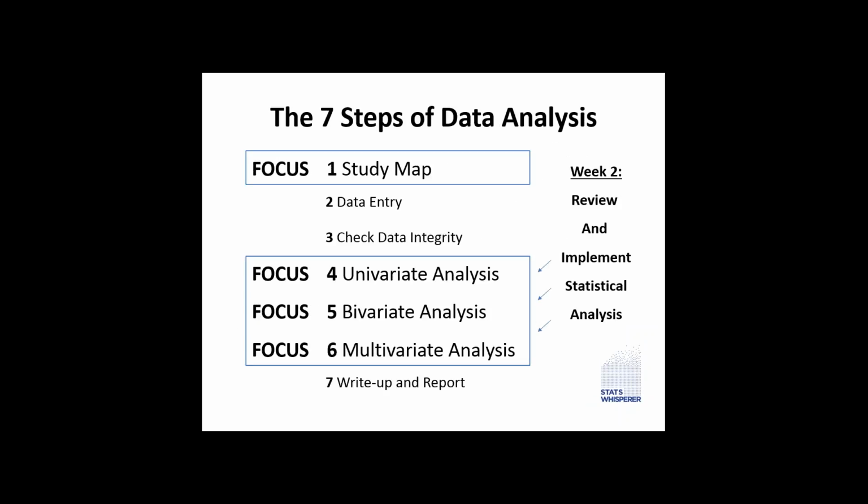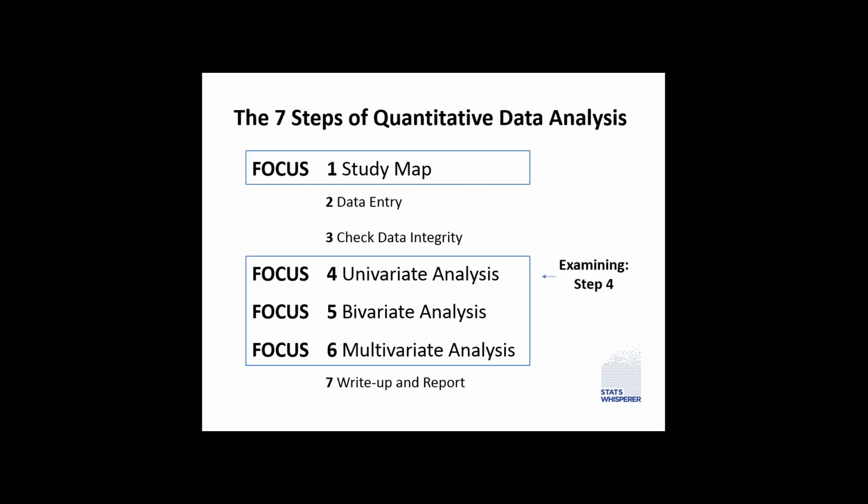So if we look at our 7 steps of quantitative data analysis map, we see that we're focusing on steps 4, 5, and 6 this week, which is actually the statistical analysis portion of the 7 steps. All right, so we're going to start with, of course, step 4, which is univariate analysis.